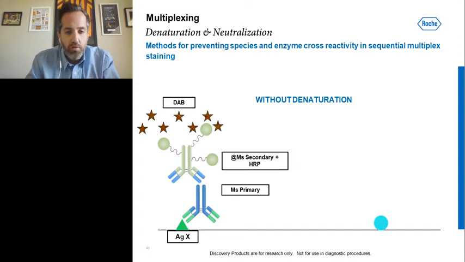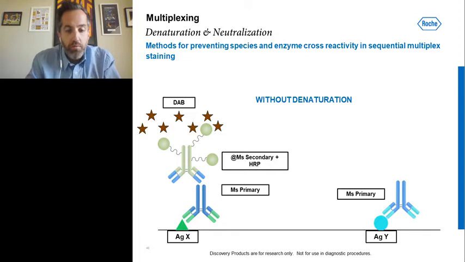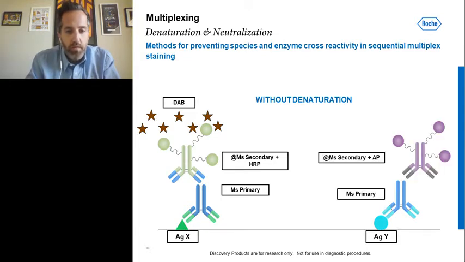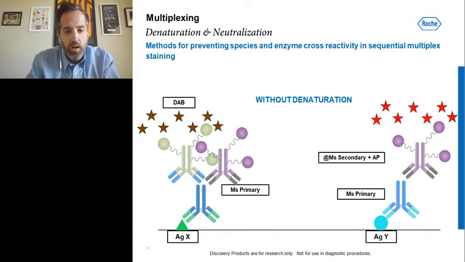Without denaturation, you would start on your second sequence. You'd come in with another mouse primary antibody. You'd come in with another anti-mouse secondary antibody. And the problem here would be that without denaturation, that secondary antibody would actually bind to the previously bound primary antibody, creating cross-reactivity within the stain, as you can see here.